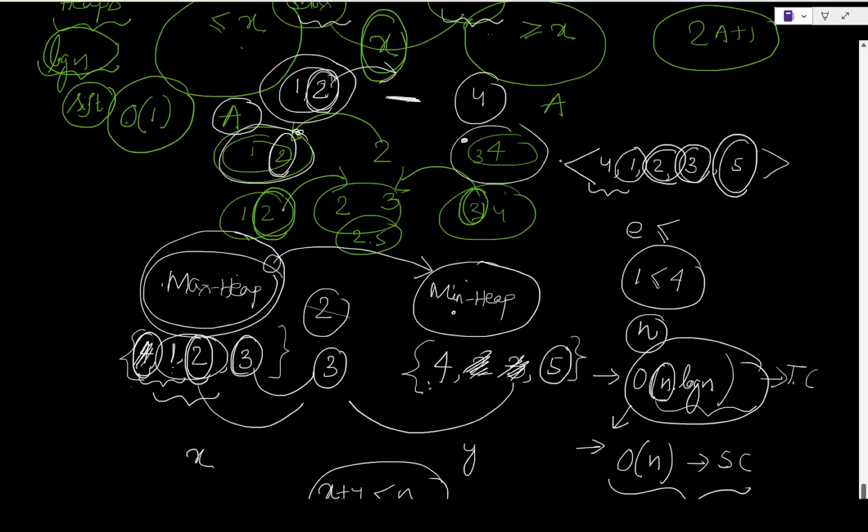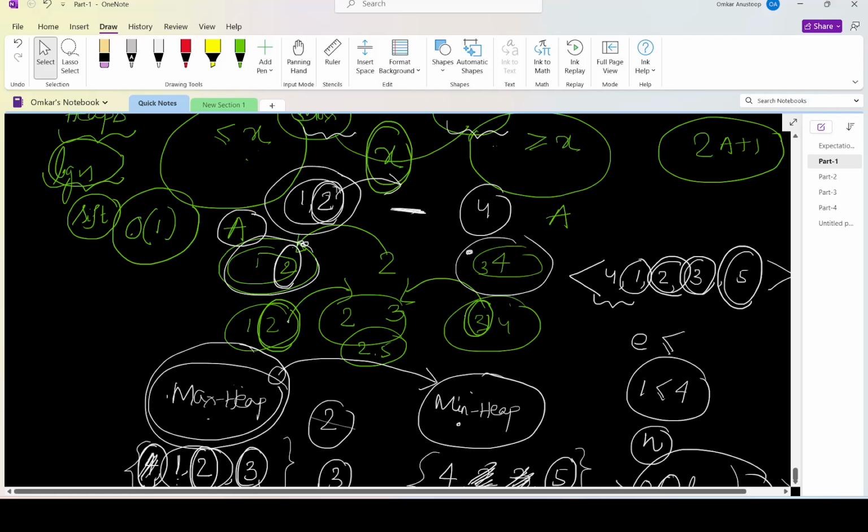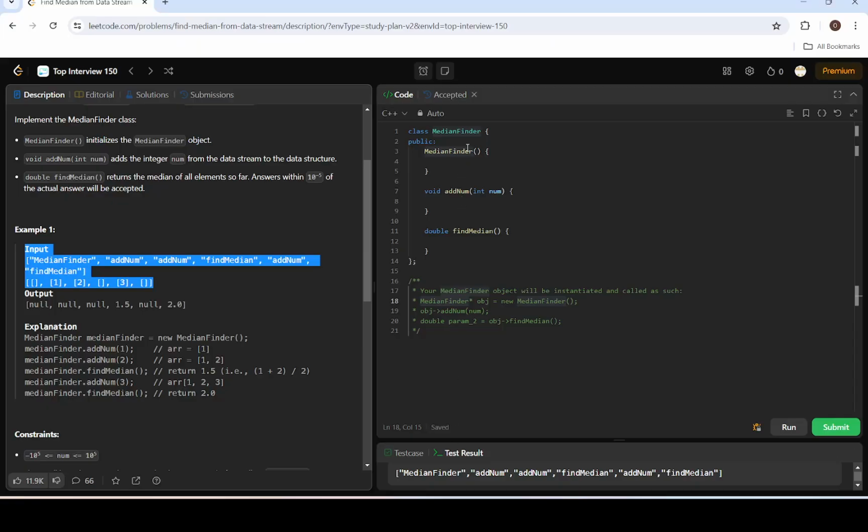Similarly, if the minimum element from the min heap goes to the left-hand side, again smaller elements are on the left, larger elements are on the right. So the ordering remains preserved. This will become more clear as I go ahead and implement the code. I will be implementing the code in C++. So let me go ahead and implement it. Okay, so this is the problem statement, and let me just start writing the code here.